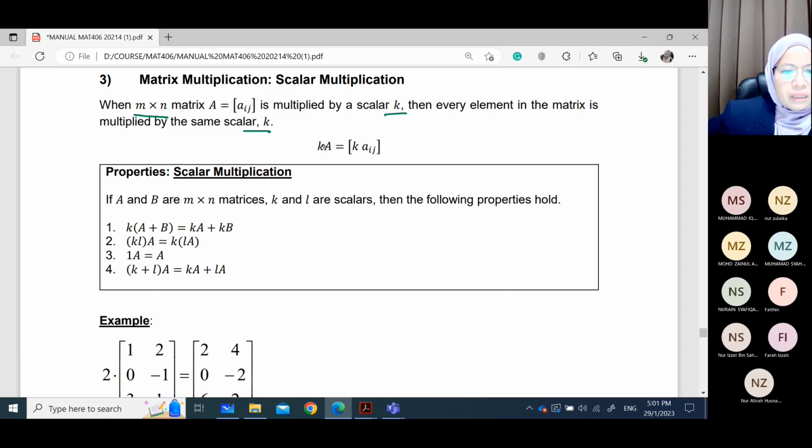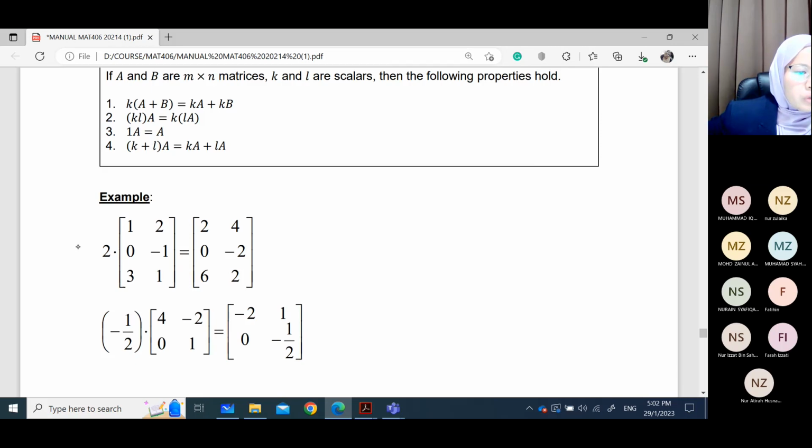Okay, so K multiplied with matrix A, it is equivalent with K times A sub I J. So ini maknanya bila kita ada skala K kat luar, you kena darabkan K pada semua elemen yang ada. Okay, so kena darabkan. Contoh, kita boleh tengok yang ini. 2 multiply with this matrix. So we will multiply all the entries by 2. So 2 times 2, we have 4. 2 times 0, we have 0. 2 times negative 1, we have this one. Okay. Sama juga yang bawah ni lah. Ini kita panggil sebagai scalar multiplication.